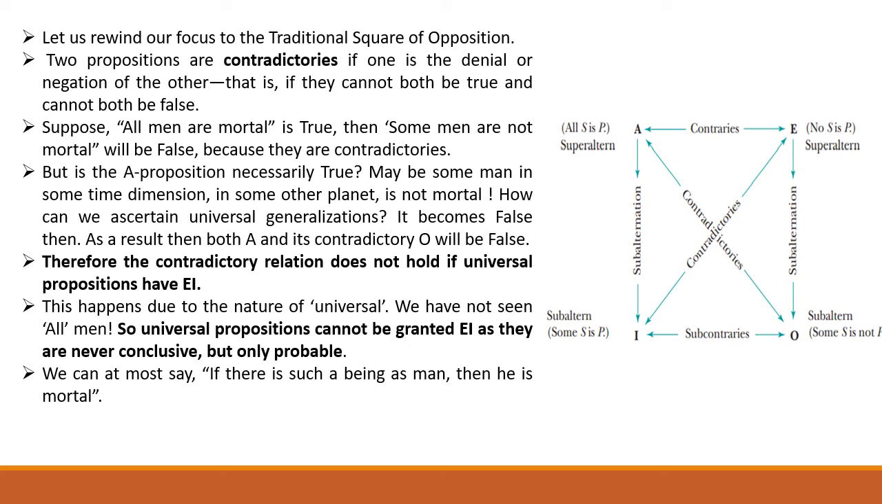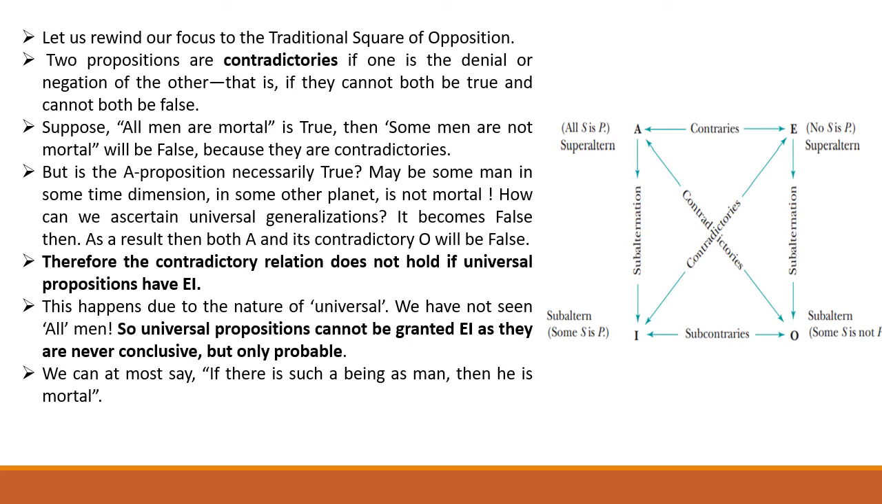Till now, we were talking about imaginary and fictitious objects which cannot be granted existential import. Now, this is another aspect of universal propositions. The word universal is very significant. All men means all men of all time, of all places, everywhere, past, present, and future. So when you're saying all men are mortal, have you seen all men? No, nobody ever has, and nobody ever will. So we do not even know if it is true or false. This is the nature of the universal. We have not seen all men, so universal propositions cannot be granted existential import as they are never conclusive.